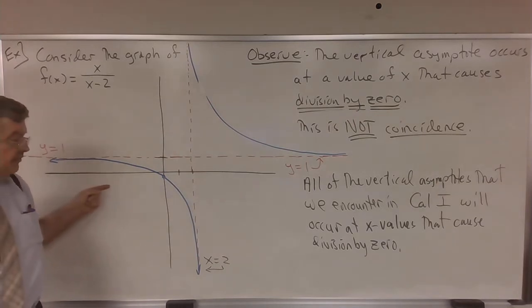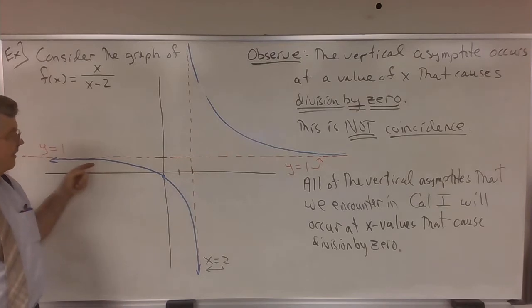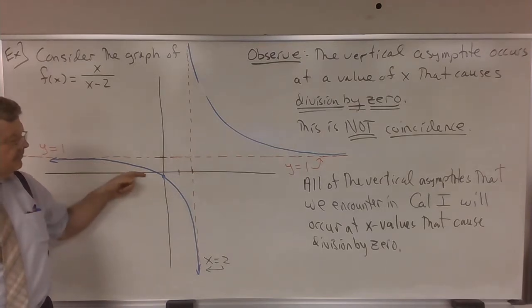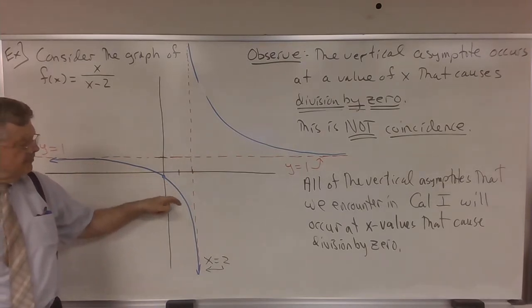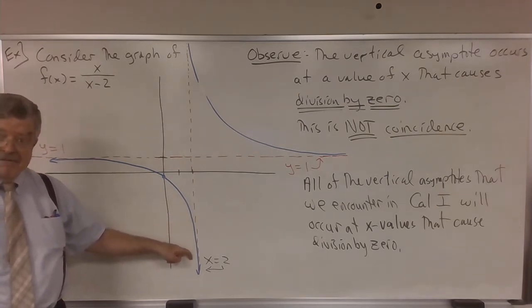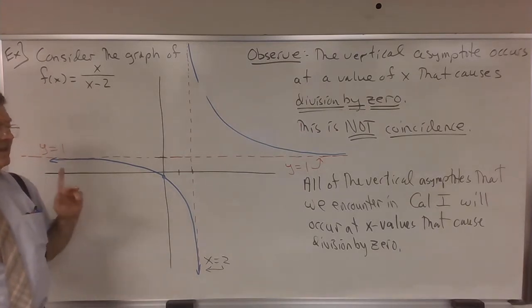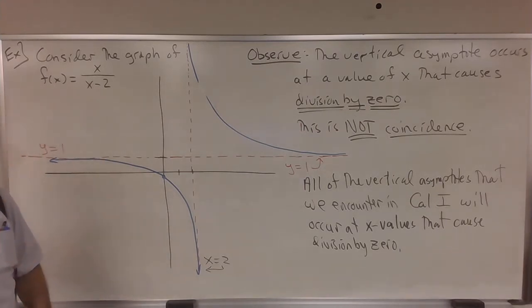Now, if I move this way, I'm approaching x equal 2 from the left. And if I move along the graph in such a way that x approaches 2 from the left, f of x goes to negative infinity. This is not a coincidence either.